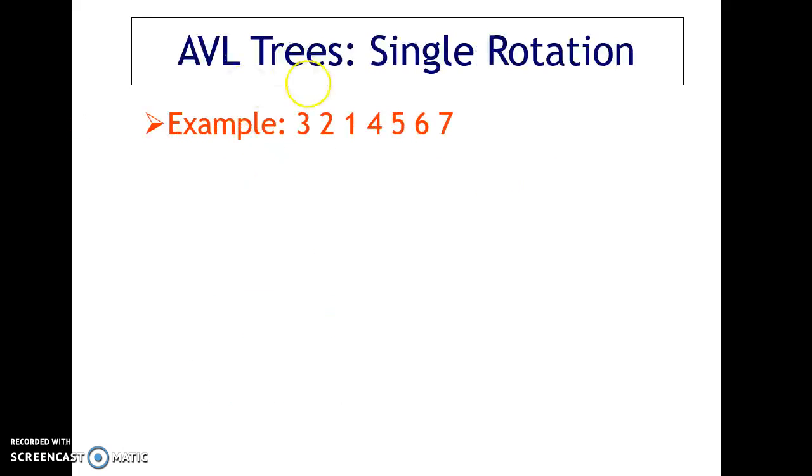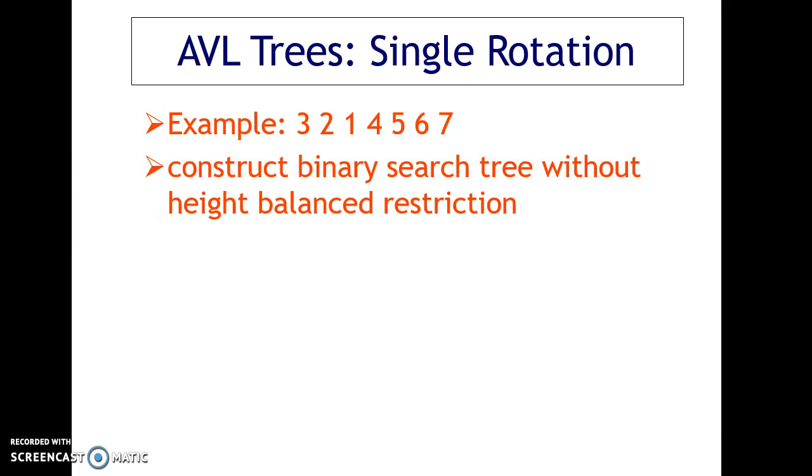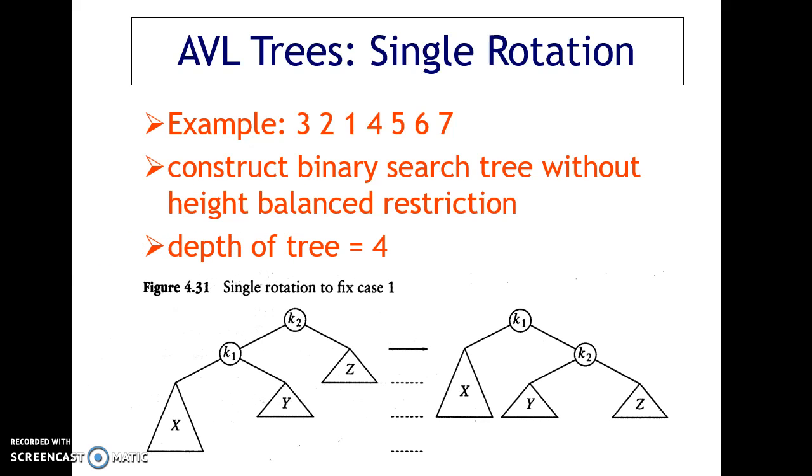First, we are going to see single rotation. For example, we are going to construct an AVL tree for the case 3, 2, 1, 4, 5, 6 and 7. First, we construct a binary search tree without the height balance restriction, so that the depth of the tree is 4. So here, this is a general case for single rotation to fix case 1. Suppose this is the case when you are inserting a new node in the left subtree of the left child, we have to perform single rotation. So in this case, we have to rotate like this.